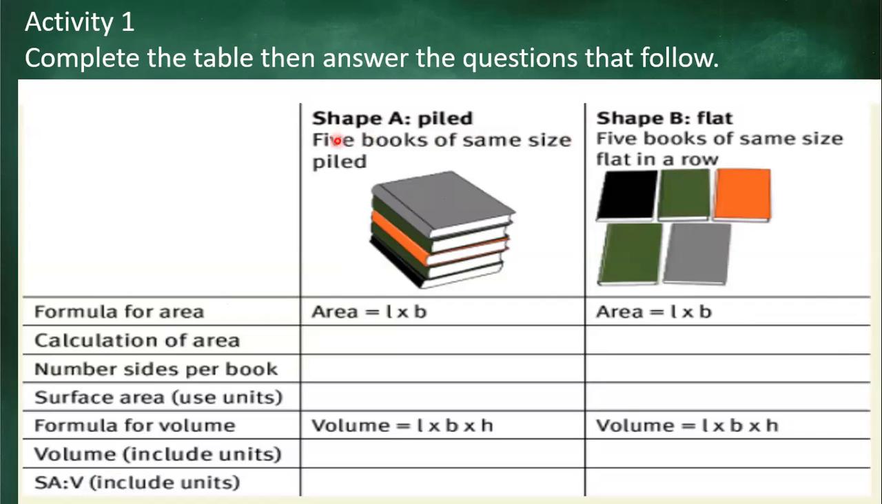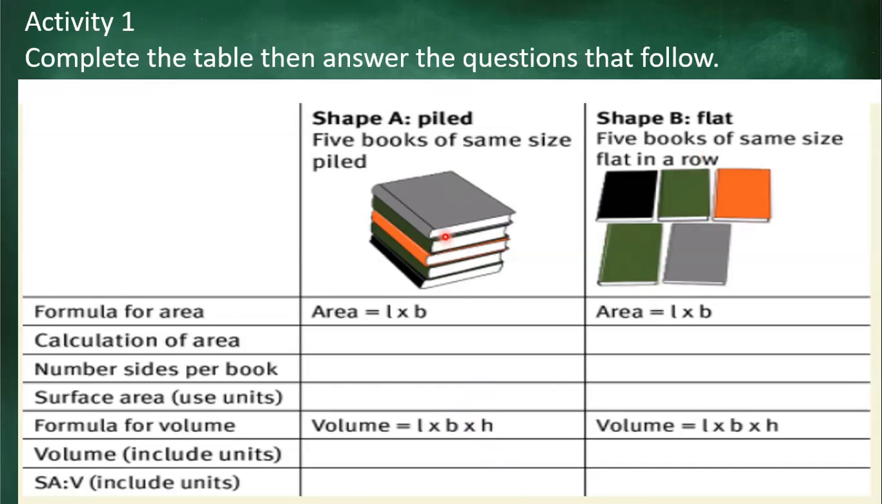We're comparing shape A, it's piled. There you are piling up these books. 5 books of the same size are piled. Then here with shape B, it is flat. You have 5 books of the same size flat in a row. So you see here, you have literally the same books in this system, but the way you place them would affect the surface area and ultimately would affect how diffusion would take place.